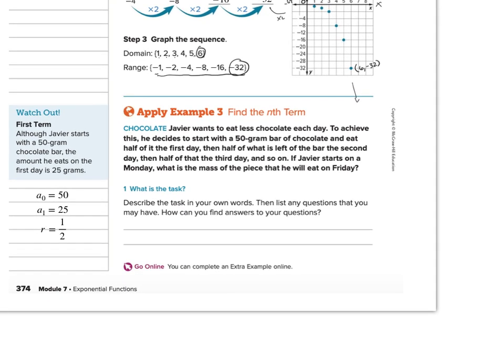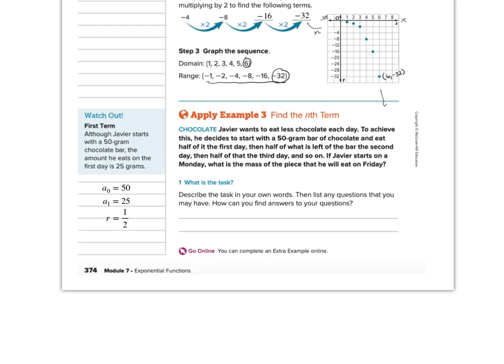Applying this, so find the nth term. Now we have to be creative. Javier wants to eat less chocolate each day. To achieve this, he decides to start with a 50-gram bar of chocolate and eat half of it the first day, then half of what is left of the bar the second day, half of what is left the third day, and so on. If Javier starts on Monday, what is the mass of the piece that he will eat on Friday?